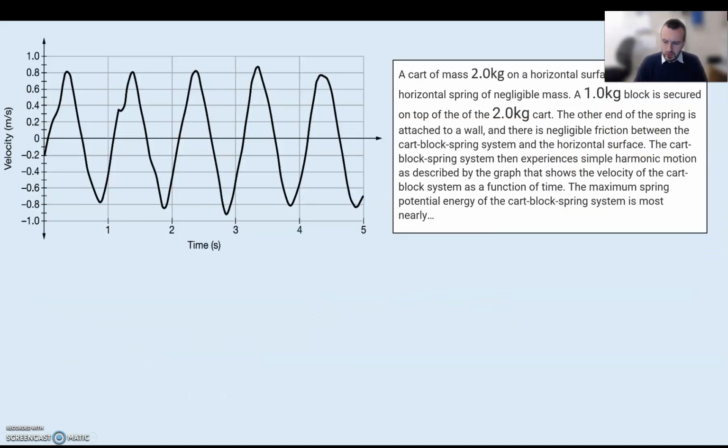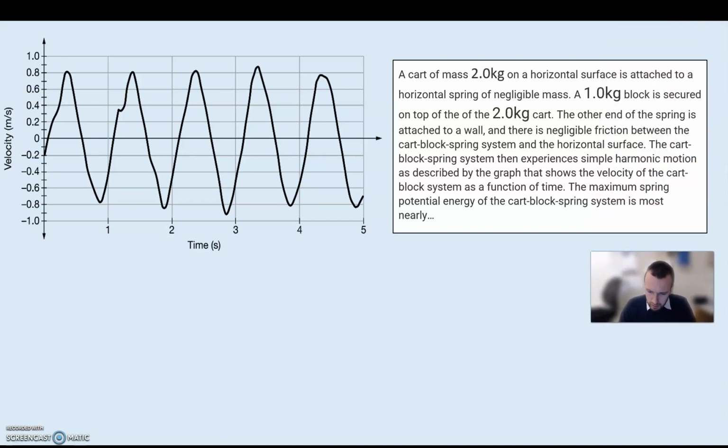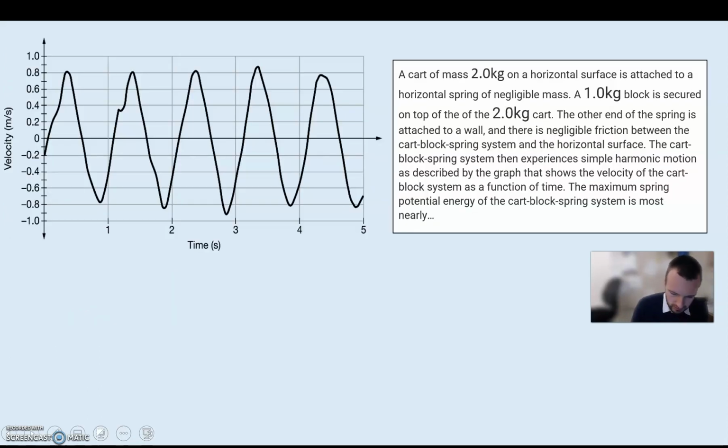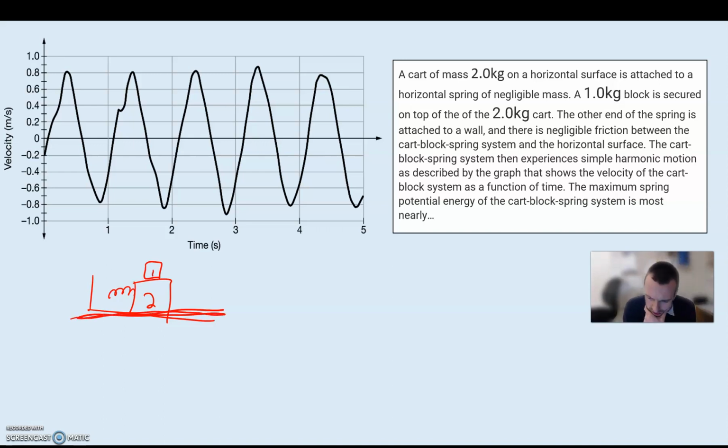Keep trucking. We have a cart of 2 kilograms on a horizontal surface attached to a horizontal spring. Then we're going to put a block on it. I better start drawing this probably. So a cart is on a horizontal surface like this, and we got a little cart guy, and he's got a mass on him. I'm on the wrong problem. Try that again. Cart, mass guy, here he is. This is 2 and this is 1. The other end of the spring is attached to a wall and there's negligible friction. Now this should be a horizontal surface. I just got a little sloppy there.